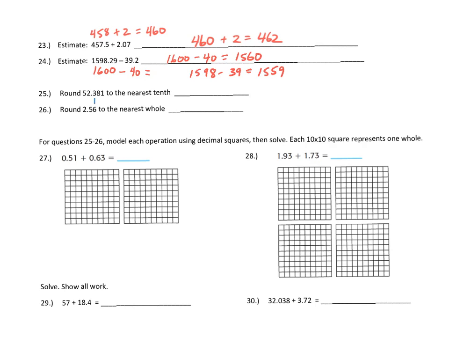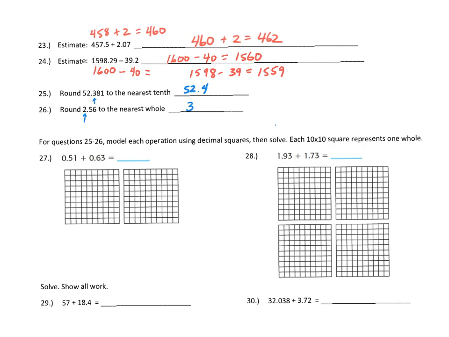This right here is the 10ths place, and the 8 to the right of it tells me that I'm going to round up. So this is going to become 52 and 4/10. On number 26, it says round 2 and 56/100 to the nearest whole. Here's the whole number place value, and the 5 to the right of it also tells me I'm going to round up. So to the nearest whole, this is 3 wholes.